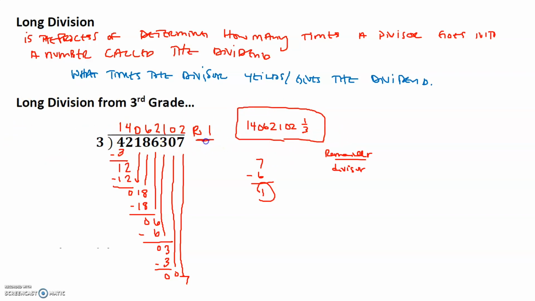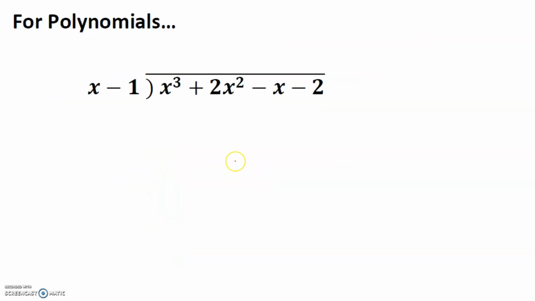Now, again, back in the day, you wrote remainder 1. You could have carried that out with decimal places and gotten a decimal, but we're not doing that. We're going to do 1/3. So remember that process, because that's how we're going to do polynomials. And then the rest of this is all examples.